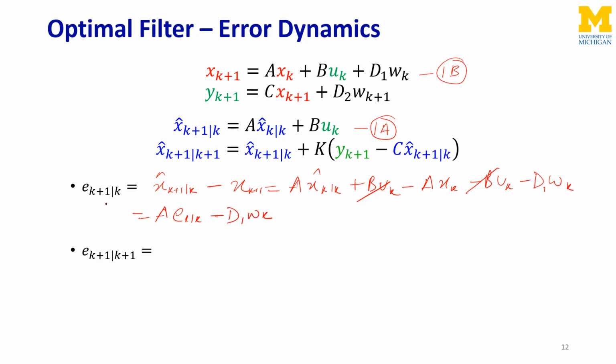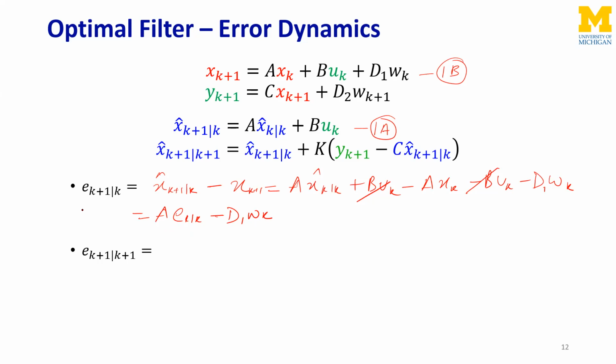Now note that this error dynamics, actually we shouldn't call it dynamics because this is not relating e k minus 1 with e k plus 1 given k. It's actually relating e k plus 1 given k, which is dependent on e k given k. Now these two are different variables. How should I explain this? I mean, you know what I mean.